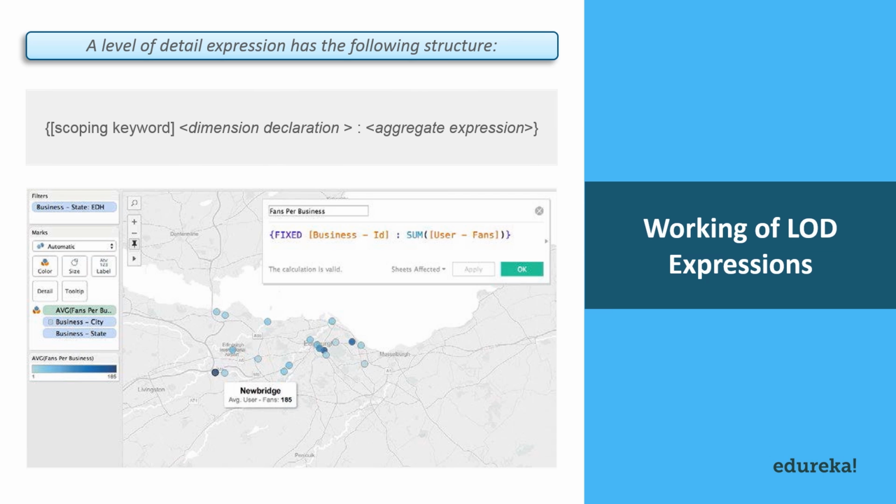Now what you see up top is how the level of detail expression is structured. You have your scoping keyword, and then you have the dimension declaration, and finally the aggregate expression. So your scoping keyword as in your include, exclude or fixed, your dimension declaration, in this case your business ID, and your aggregate expression is what you want to do with that declaration. Like here, you are going to use some expression.